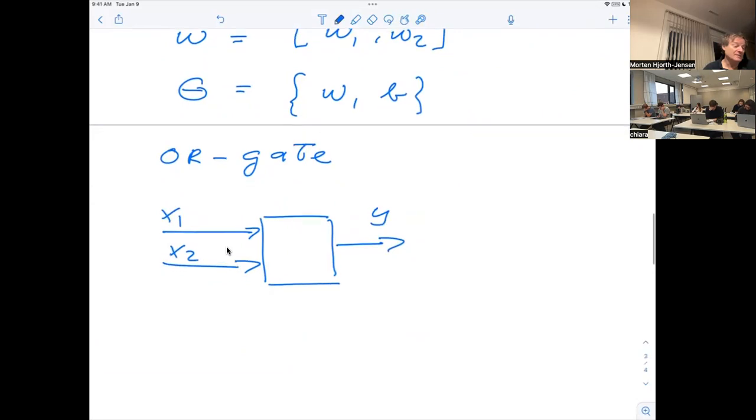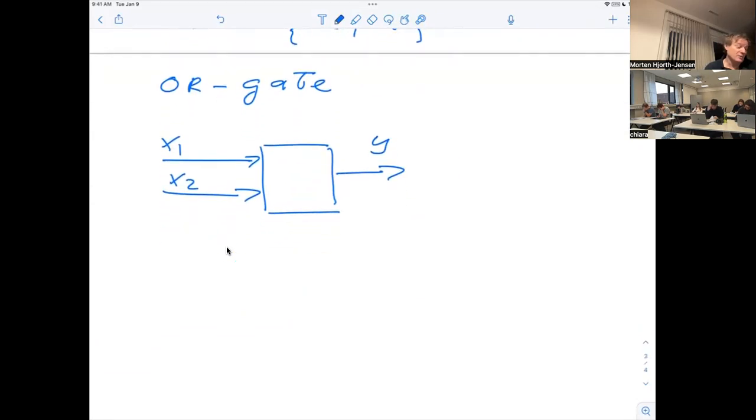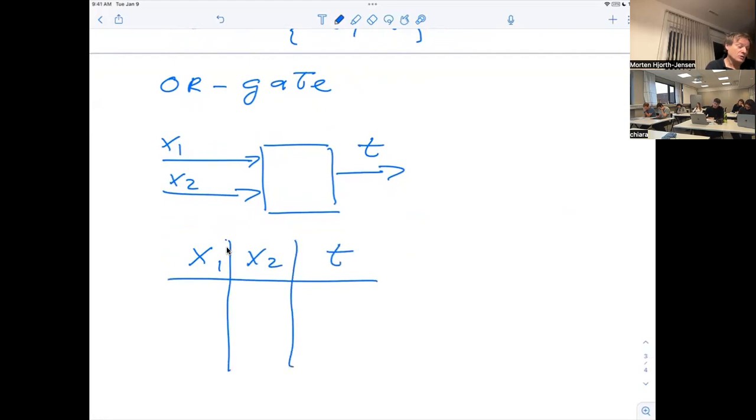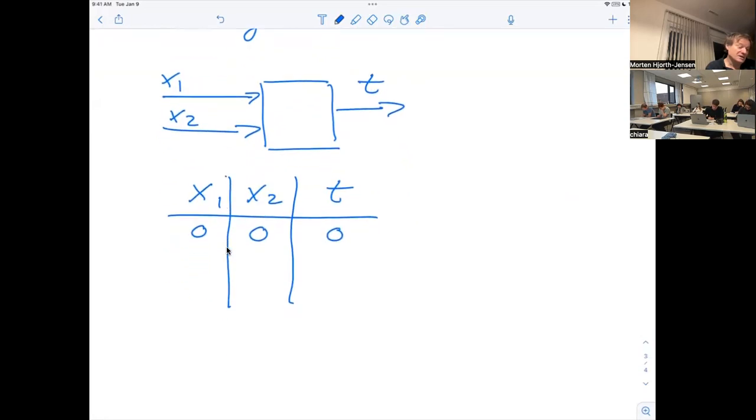And this output here, if we now look at this specific gate and we make a table, we would have x1, x2, and instead of y here, let's just call this t, because this is the target which this specific gate is producing. So if we now make a table here, if x1 is 0 and x2 is 0, this gives 0. And since it's an OR gate, it's either x1 or x2, so this gives 1. And then we have 1, 0, and this gives 1.